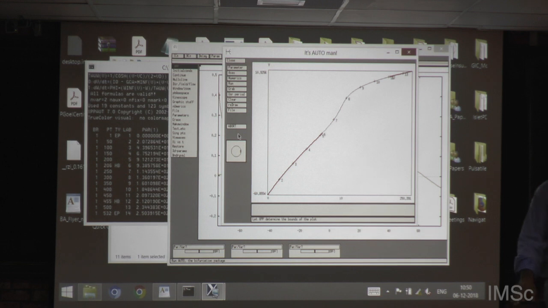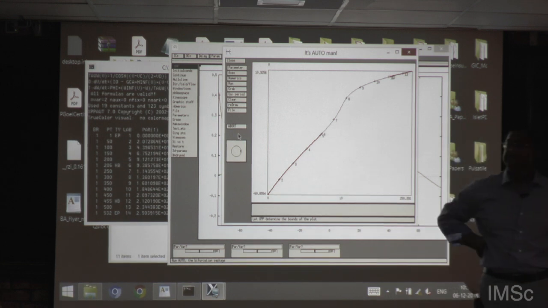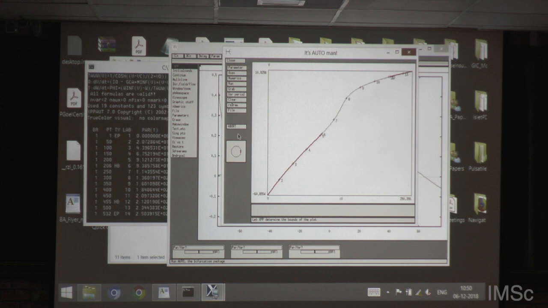Anybody? You think there could be a limit cycle? Okay, good guess. There could be a periodic orbit. Okay, that's your guess. Good. Anybody want to take another guess?